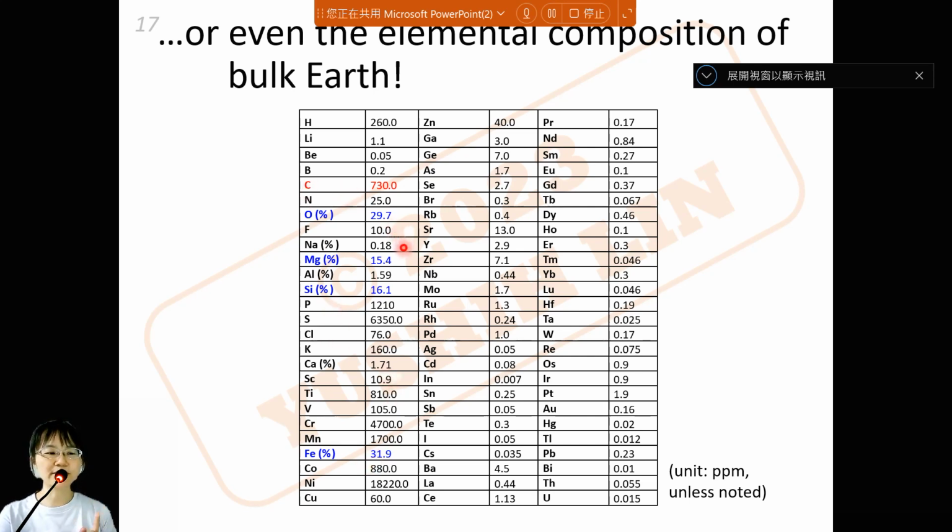The second most abundant element is oxygen. It's relatively abundant because it forms silicate minerals. The third is silica. The fourth is magnesium. We always say the four major elements of the Earth are iron, magnesium, silica, and oxygen. For the elements that people in this department care about, such as carbon, it is actually quite minor, only 730 ppm.